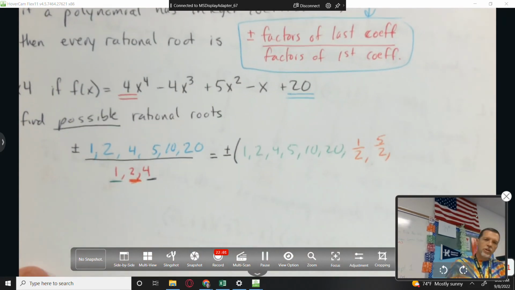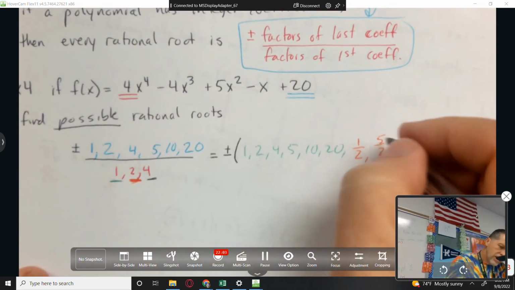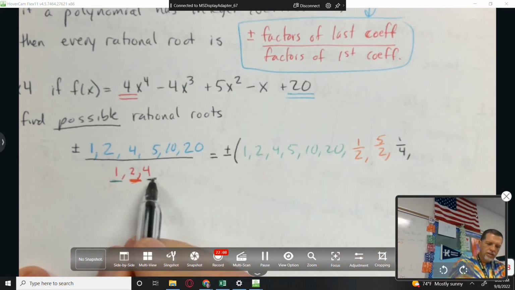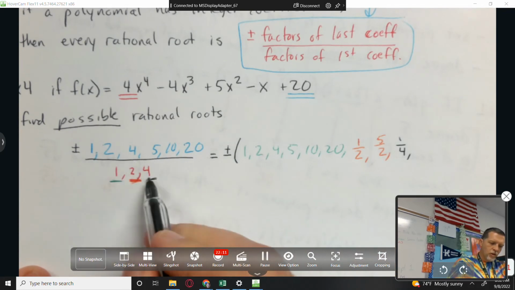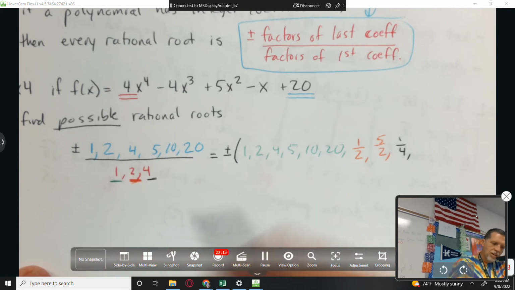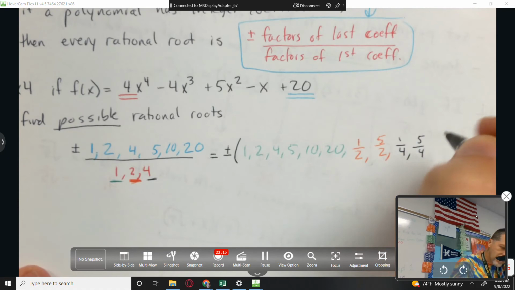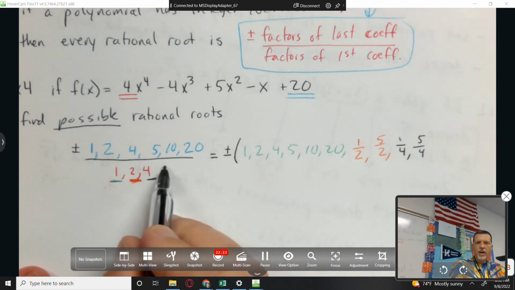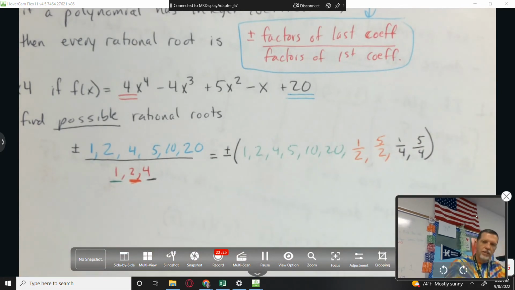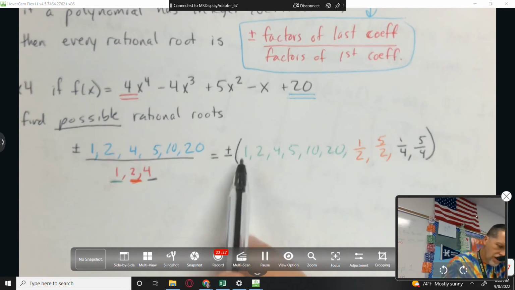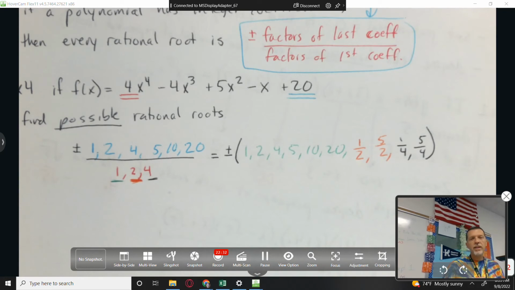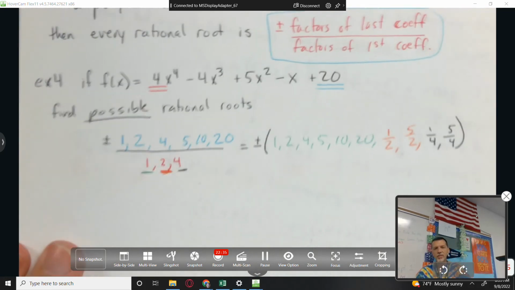And then over 4, 1 over 4, 2 over 4 is the same as 1/2. 4 over 4 we have. 5 over 4 we don't have. 10 over 4? Yes, because that's 5/2. 20 over 4 is 5, so that didn't add a whole lot either. 1, 2, 3, 4, 5, 6, 7, 8, 9, 10. But plus or minus, so that's still 20 possible rational roots.